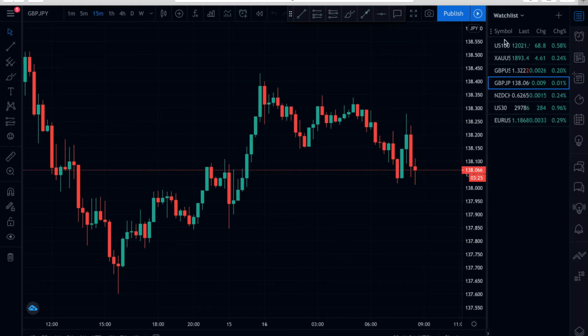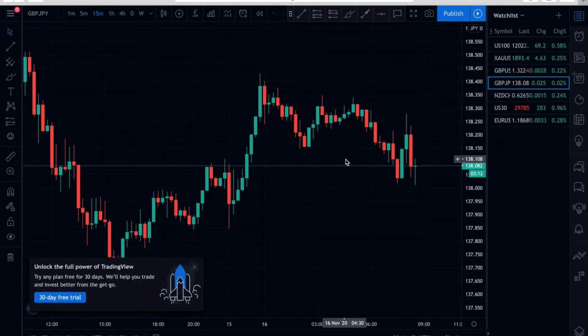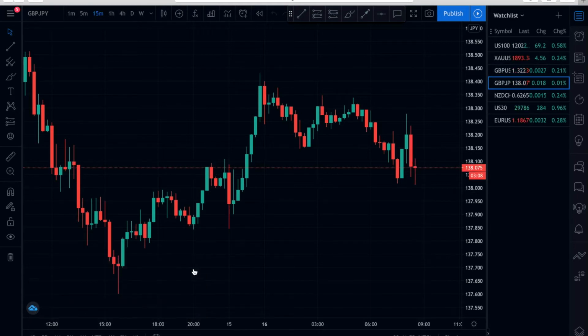So this is my watch list, and these are the symbols that I like to trade. I like to trade Nasdaq, gold, GBP USD, GBP JPY. This one I don't trade that much. And then the US 30, Dow Jones, and then Euro USD. Okay, so as I said, I'm going to check what's going to happen when it comes to Nasdaq this week.